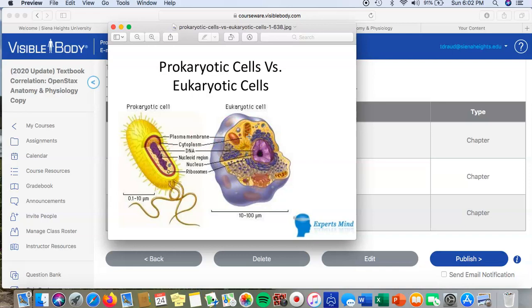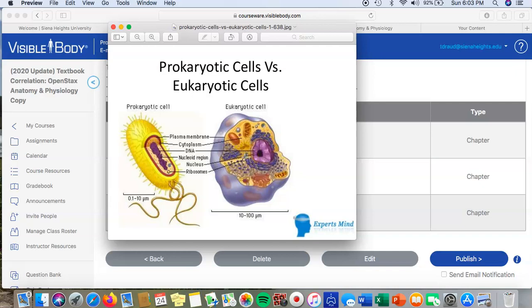So the first difference is the size. Look, this is 0.1 to 10 micrometers. That's that little mu, which looks like a U with a little tail on the left side. That's called mu, and it just means micrometers. And this is 10 to 100, so at least 10 times as big.